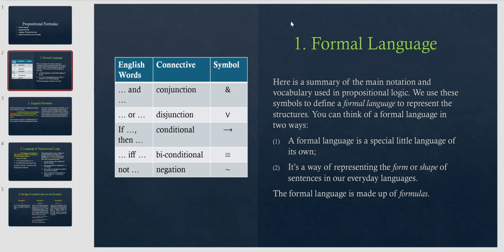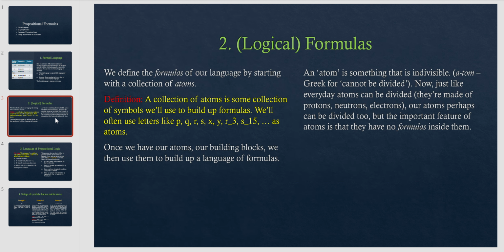And we use these symbols to define a formal language, to represent the structures. You can think of a formal language in 2 ways. Firstly, a formal language is a special little language of its own. And secondly, it is a way of representing the form or shape of sentences in our everyday languages. And the formal language is made up of formulas. And our next question is logical formulas.